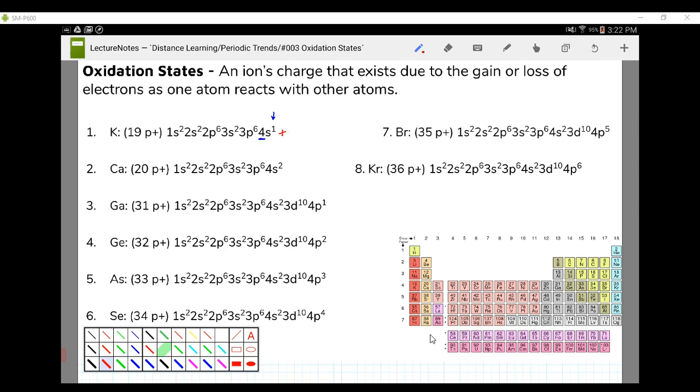Now, potassium, again, has only 1 electron in it. It's the very first one in its period over here. And we know from our reactivity lab and from ionization energy that it has a fairly weak attraction for that 1 electron, because it only has 19 protons.